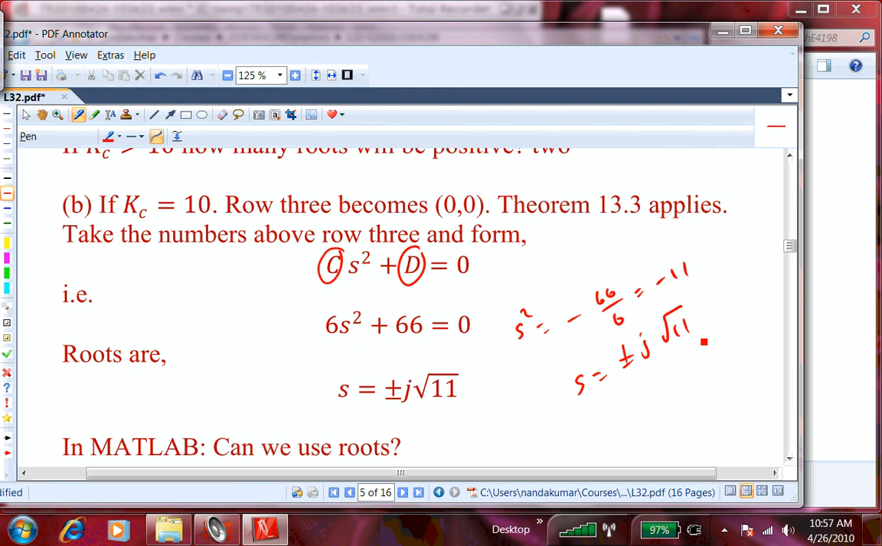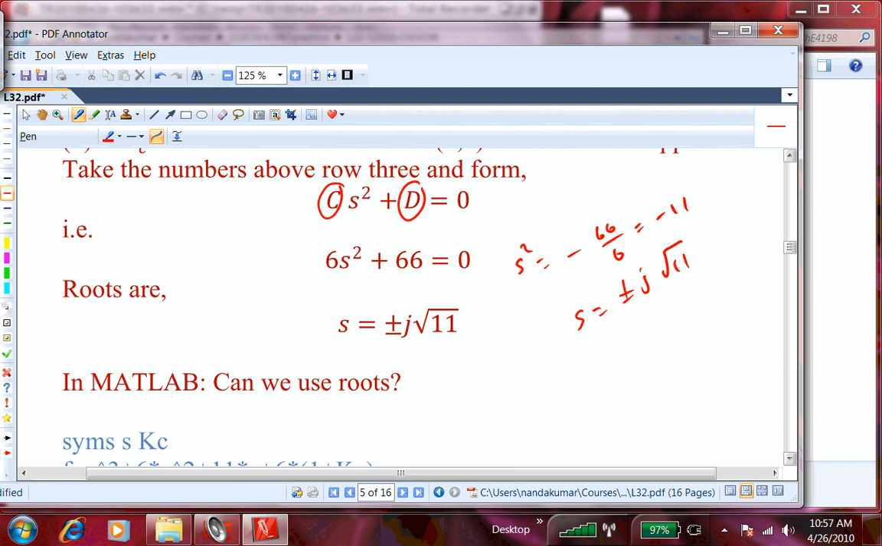Any questions on that? Am I going fast or slow? Okay. Yeah.